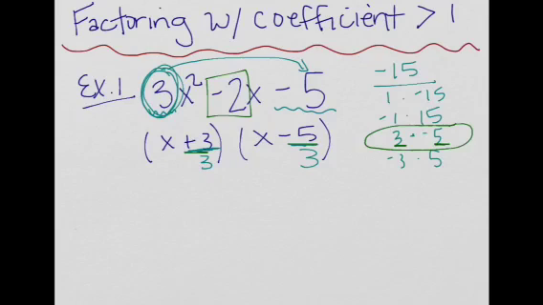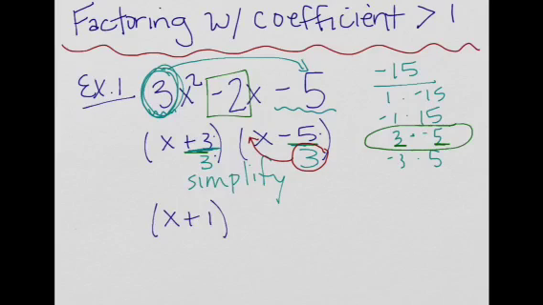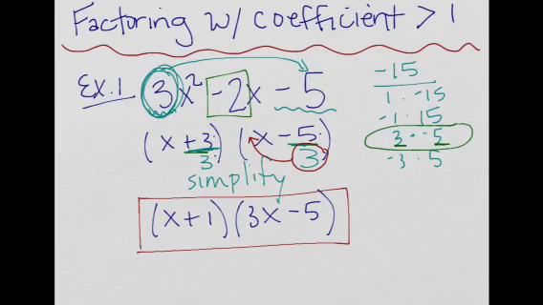Okay? When I do that, I now simplify what I've got there. So when I simplify, 3 over 3 is 1. So this factor becomes x plus 1. This factor, 5 over 3, cannot be simplified. If that's the case, then I take this number and I put it in front. So this becomes 3x minus 5. That is our factored version. Okay?